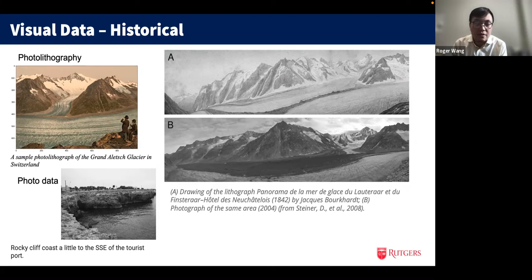Similarly, after photography technology was developed, people could use cameras to capture the landscapes. One example is the Rocky Cliff Coast on the lower left corner. This kind of visual data, especially the historical views of the Earth's surface, could be very informative to analyze the long-term change of the Earth's surface processes.